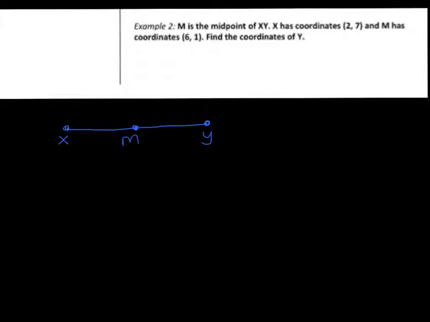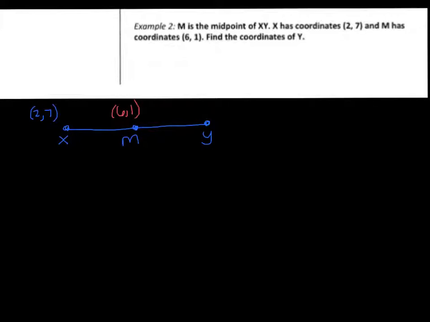They tell us here that X has a coordinate of (2, 7). So I'm going to go ahead and label that right here. So I have (2, 7). And they've given me my midpoint's coordinates. So they're telling me that my midpoint is (6, 1).